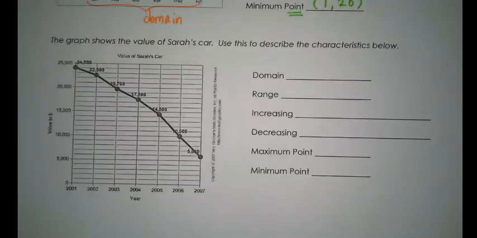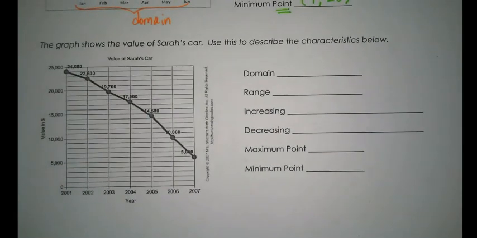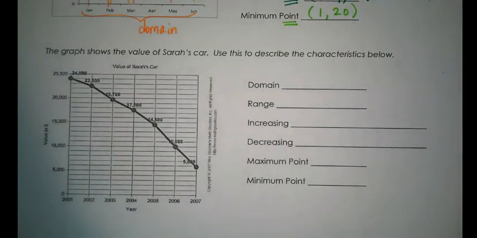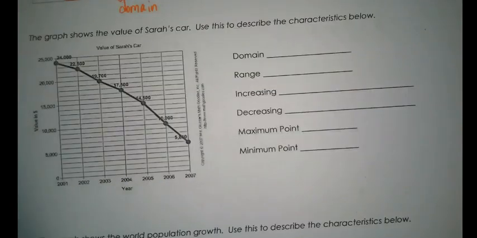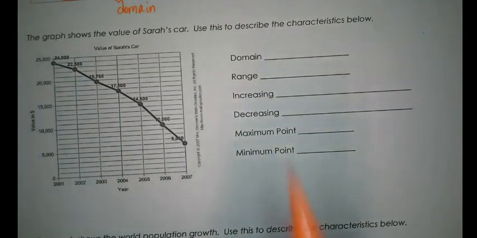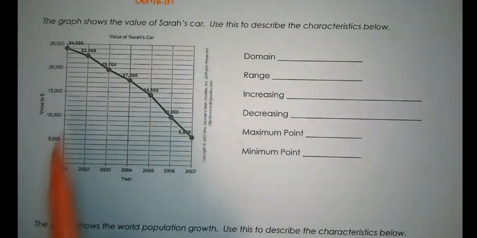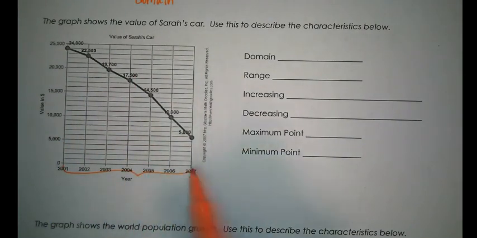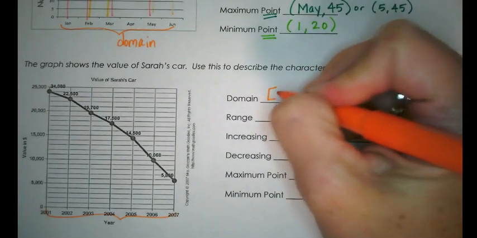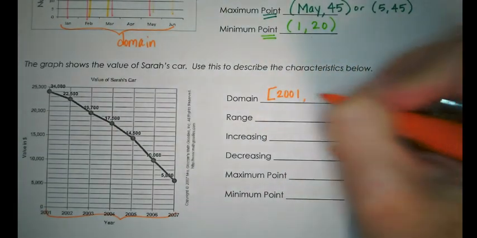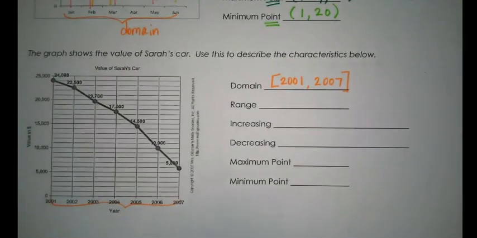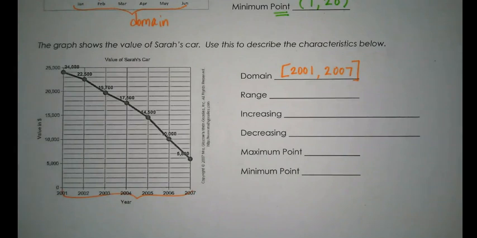All right, let's move on to the next graph. So this graph shows the value of Sarah's car. So we're going to use this graph to go through these same characteristics again. So first up is the domain. So we have information on Sarah's car going from 2001 until 2007. So the domain is 2001 to 2007. I might have just said 2000, so I apologize if I messed that up.